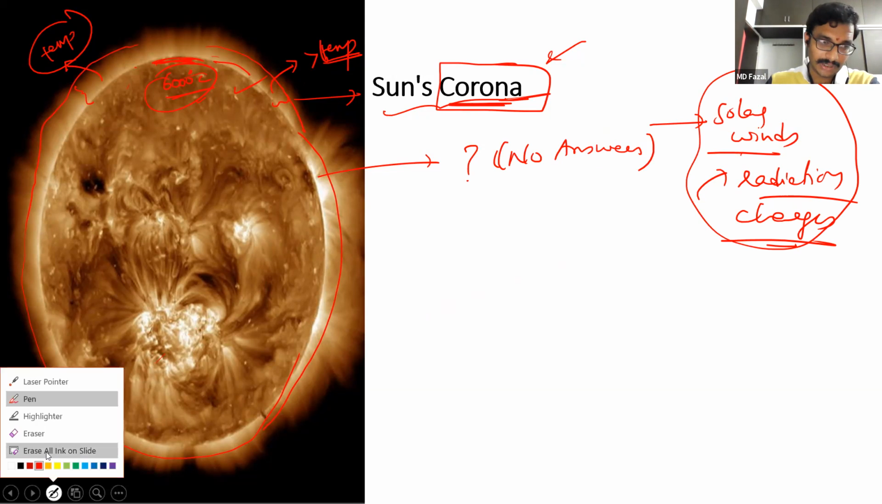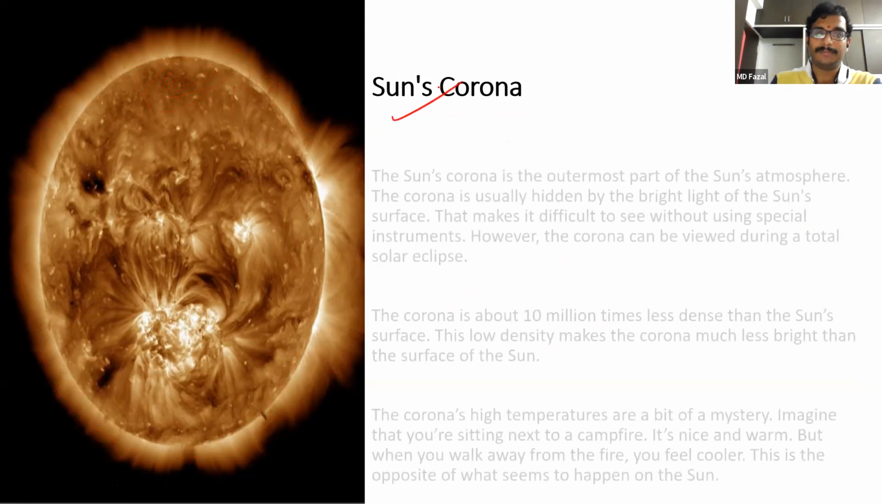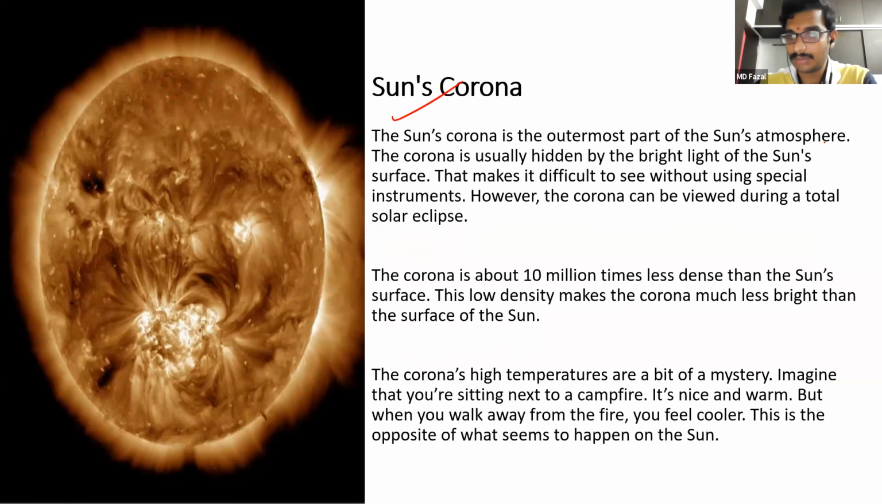Till now, science has no answer as to why the sun has this much high temperature. So that is the speciality of the sun's corona, in the sun's outer atmosphere. You have more temperature there. Of course, we can view the corona during a solar eclipse.